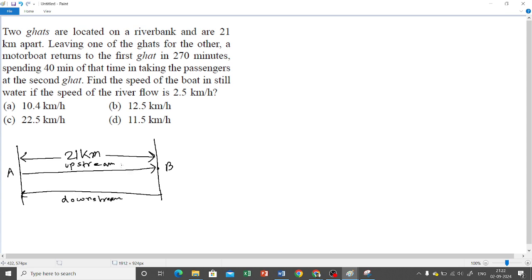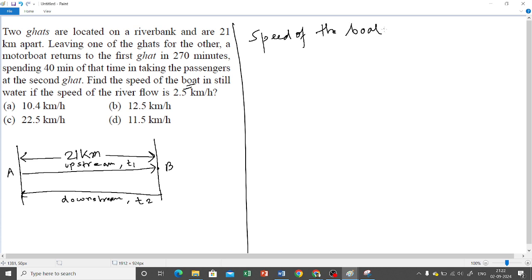Let me take this time as t1 minutes and this time as t2 minutes, or rather as hours, because kilometer is there, so it is easy for me to take it in hours. Now find the speed of the boat. Let me take the speed of the boat as x kilometer per hour. Now A to B is upstream.